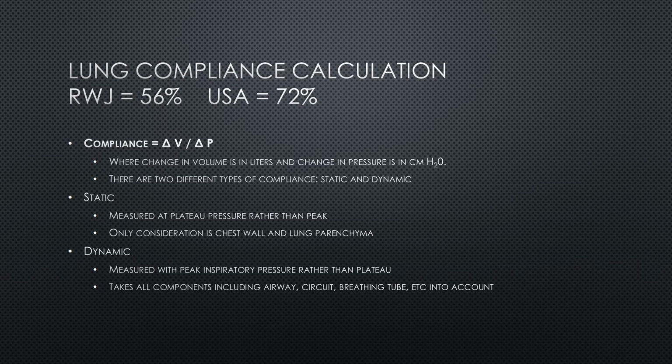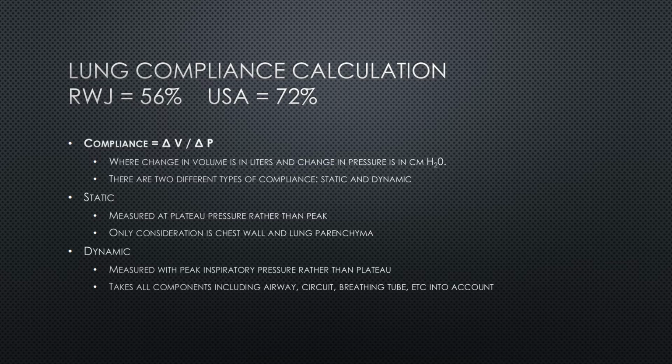There are two different types of compliance. One is called static, one is called dynamic, and they measure different parts of the tracheobronchial tree. With static compliance, that implies that air is not moving, and you measure this at a plateau pressure rather than a peak pressure. This is used for measuring only certain parts of the respiratory system, so this gives special consideration to the lung parenchyma and chest wall compliance.